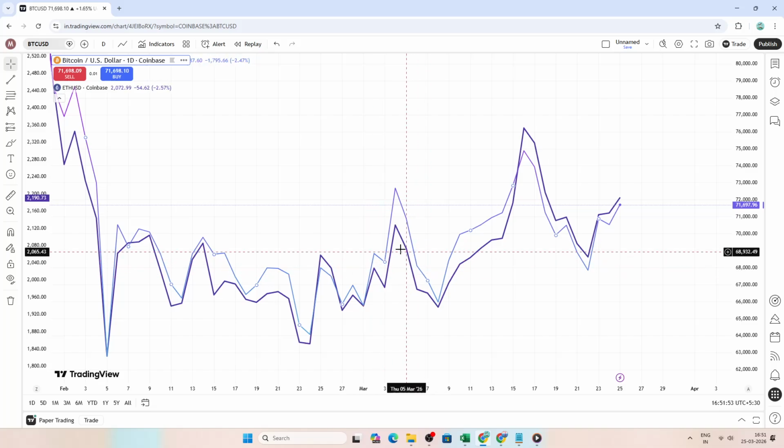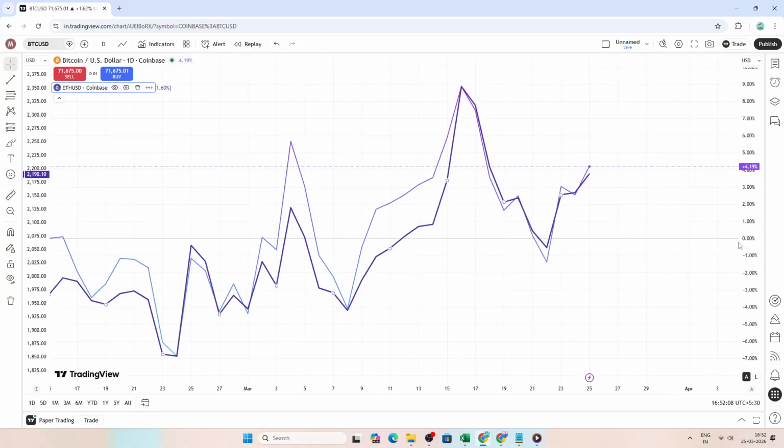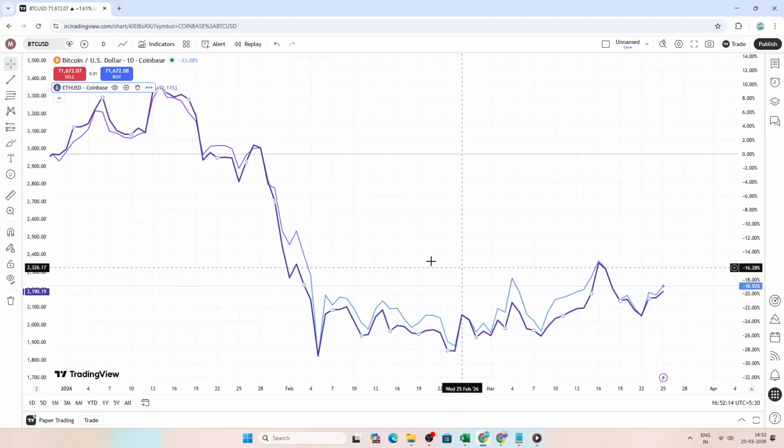Now, customize the view by turning on percentage mode in the price scale. This normalizes both series from a common starting point and shows how much each has gained or lost in percent terms. When both start at 0, it becomes immediately clear which one is leading. If something looks off, confirm both symbols share the same currency and you are on the same time frame.